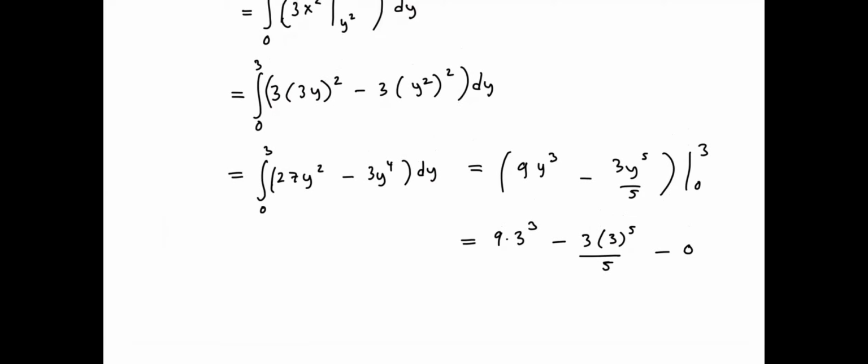And the lower limit will give us 0. So we could really just write this as, I guess we could simplify further. I think I want to leave it right here. So this is 9 times 3 cubed, I can write that as 27, minus 3 times 3 to the 5th over 5. So I'm leaving my answer right here, but it can continue to simplify if you wish to.